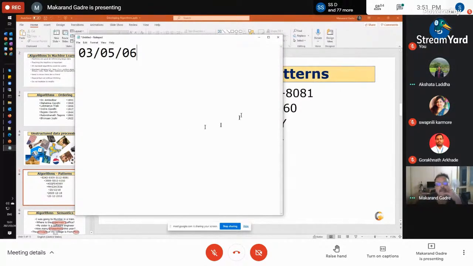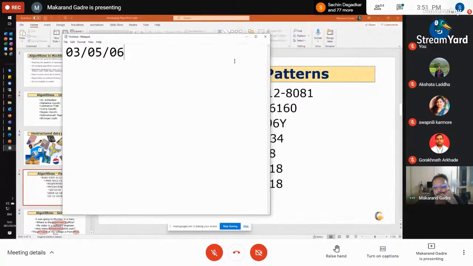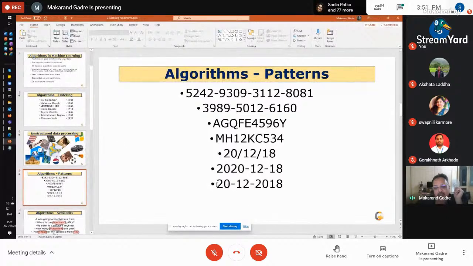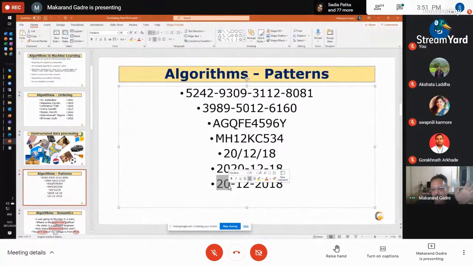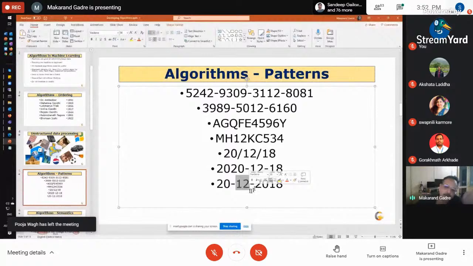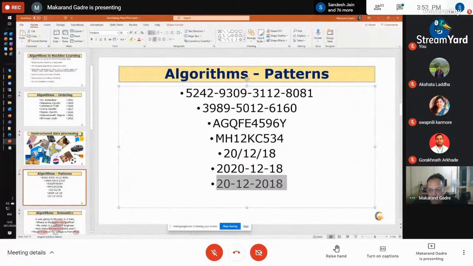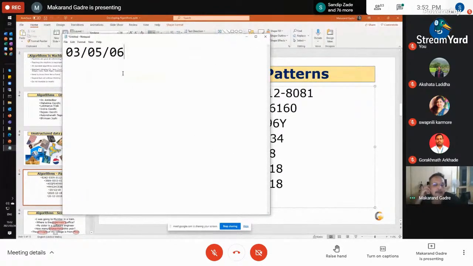So can this pattern be solved by a computer? By itself? No. The other two are pretty straightforward. We can tell 20 cannot be a month for sure. This is 12, so it could be a month or a date, but since that cannot be a month, this must be a month because this is 4-digit. Here it is very clear. Here it is not so clear, and this is completely ambiguous. So what is the algorithm to find this one? That's the hard one.